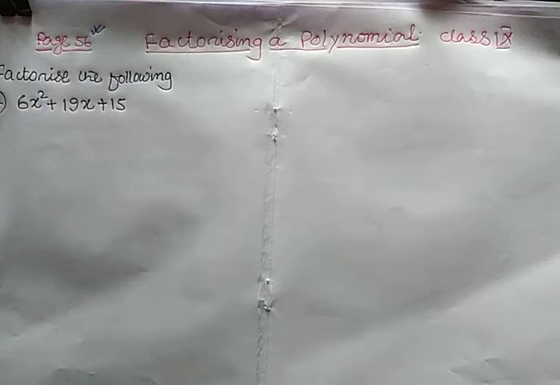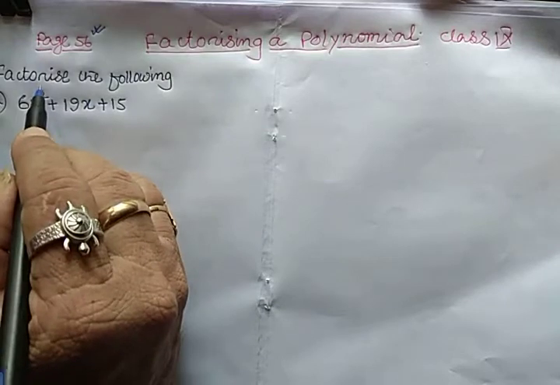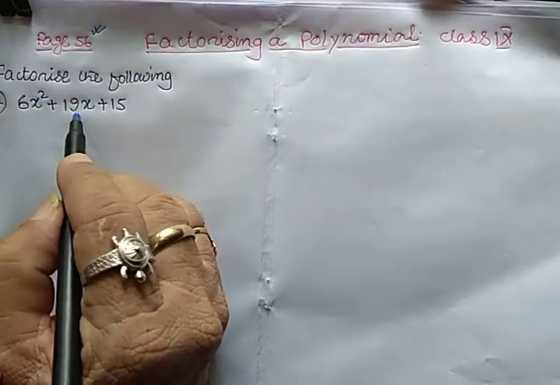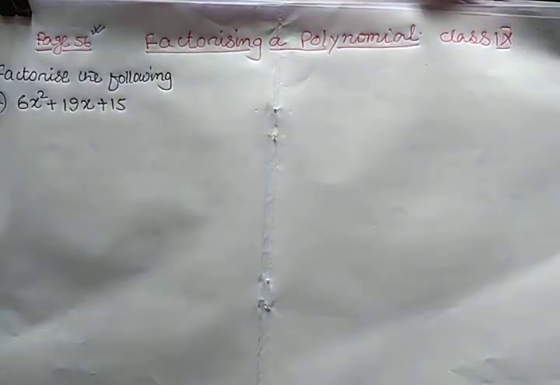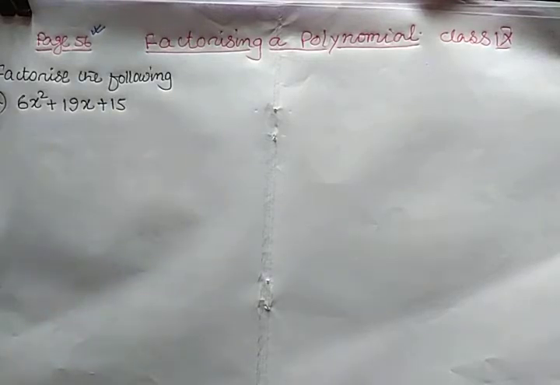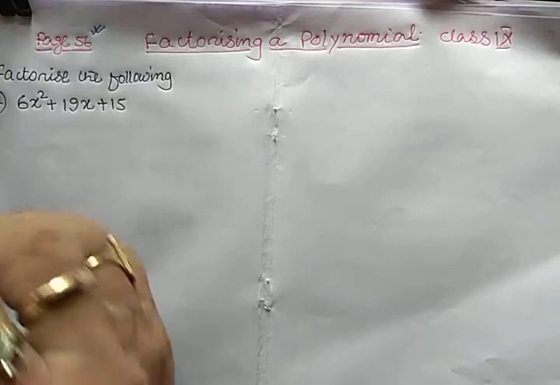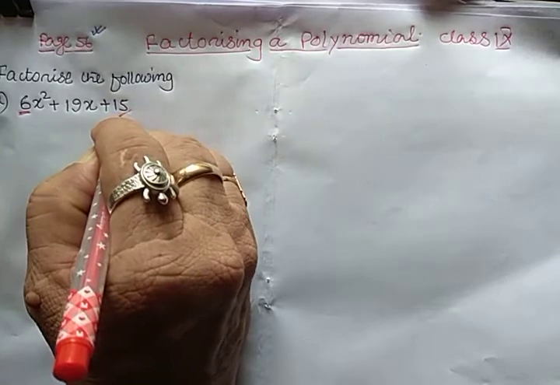So the first sum reads like this. Factorize the following: 6x square plus 19x plus 15. What is the sum? 6x square plus 19x plus 15. So what we should do first, we should check the numbers that are present before x square and this constant.